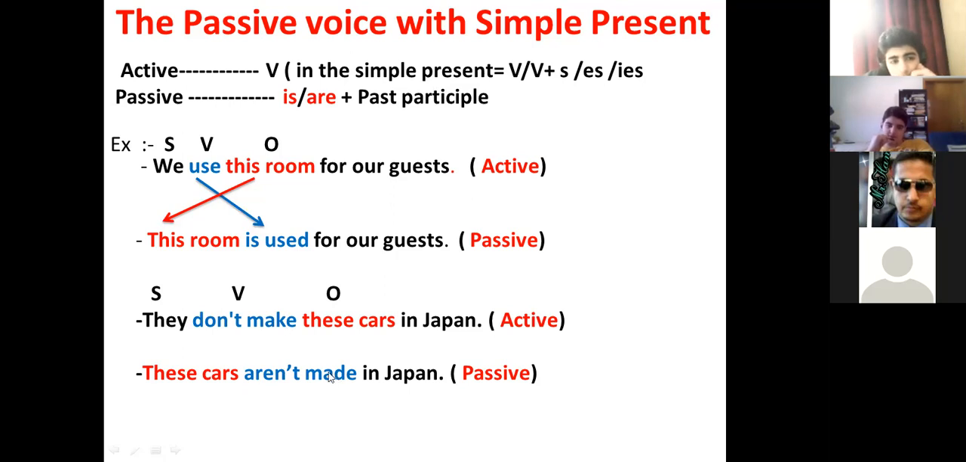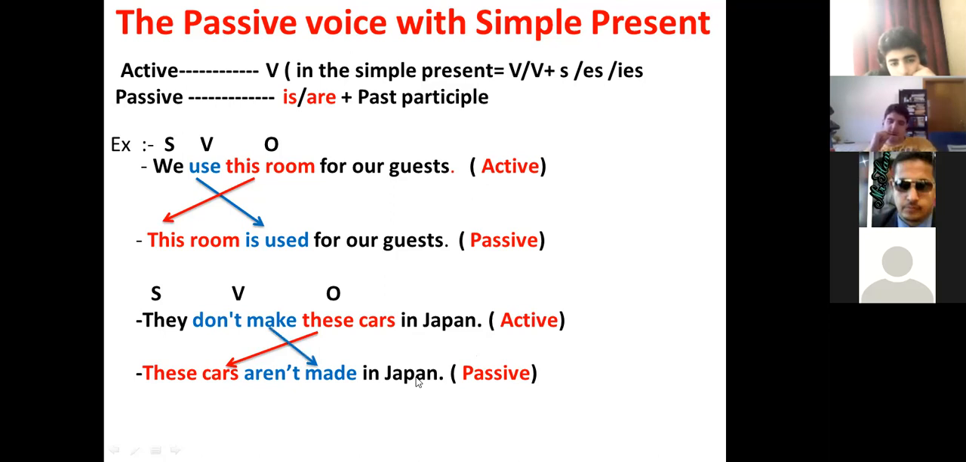Then the complement of the sentence, in Japan. We can add "by them," but here it's useless, so there is no need for adding it. So: these cars are not made in Japan. You understood this part?